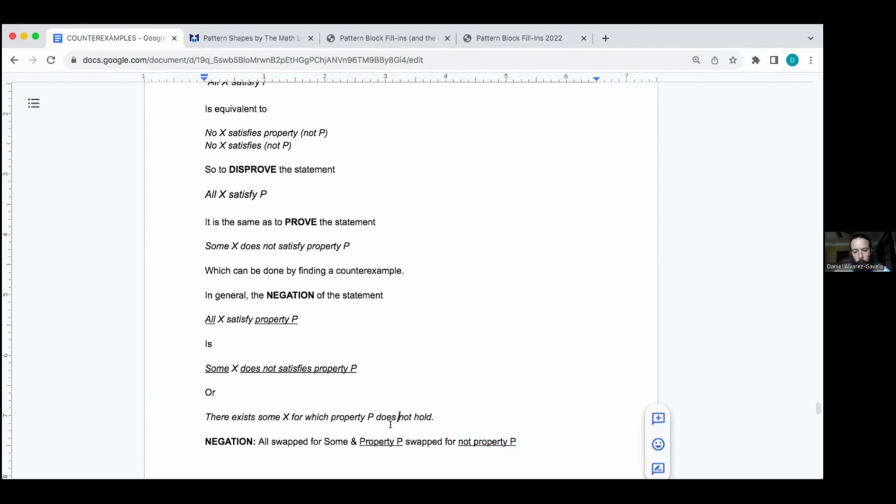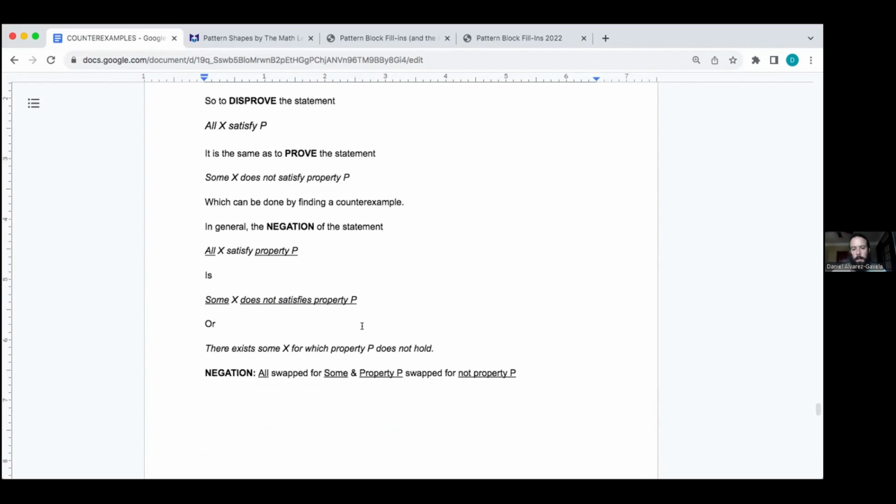So I don't want to dwell on this because it will quickly become a bit too abstract. But this is all in the material, so I invite you to reflect on this fact of logic, which is that when you negate a logical statement, all gets swapped for some, or there exists some, and a property gets swapped for not that property. And that's just some of the logic underlying all of this discussion.